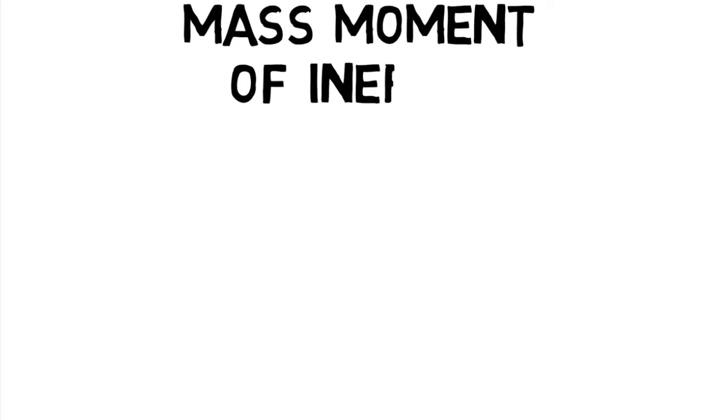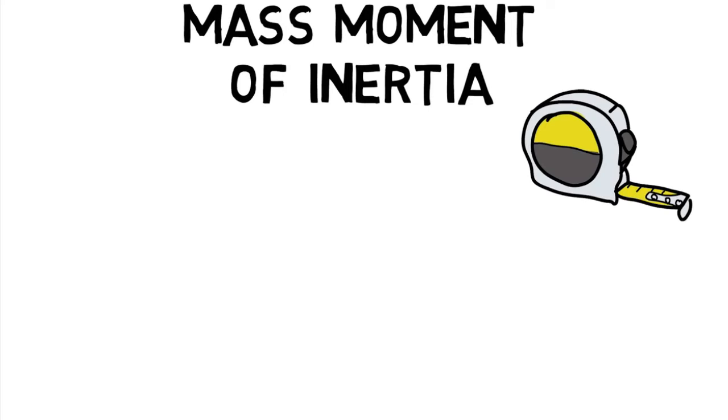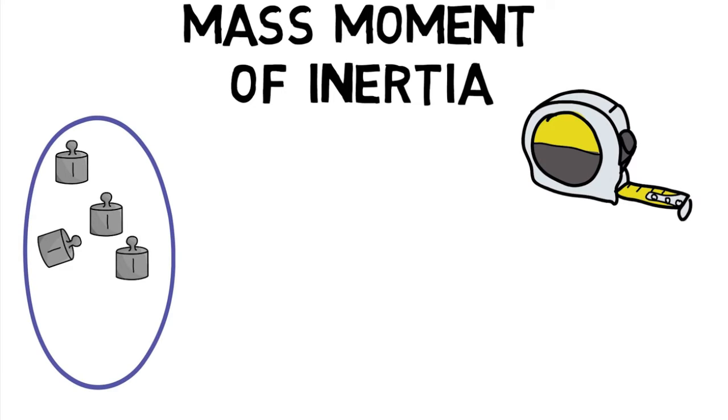Now, there are three basic types of moment of inertia. The first one is mass moment of inertia. The mass moment of inertia is a measure of the distribution of the mass of an object relative to a given axis.